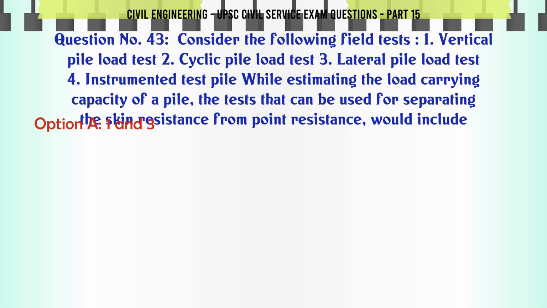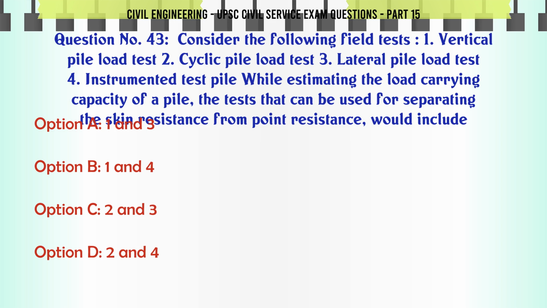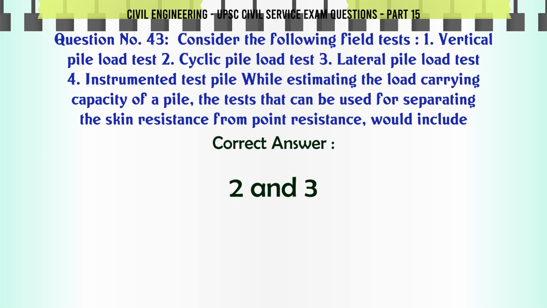Consider the following field tests. 1. Vertical pile load test. 2. Cyclic pile load test. 3. Lateral pile load test. 4. Instrumented test pile. While estimating the load carrying capacity of a pile, the tests that can be used for separating the skin resistance from point resistance would include A, 1 and 3, B, 1 and 4, C, 2 and 3, D, 2 and 4. The correct answer is 2 and 3.